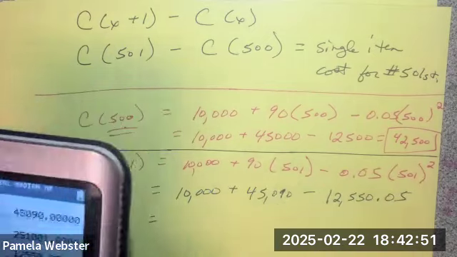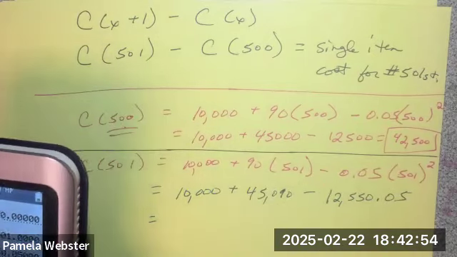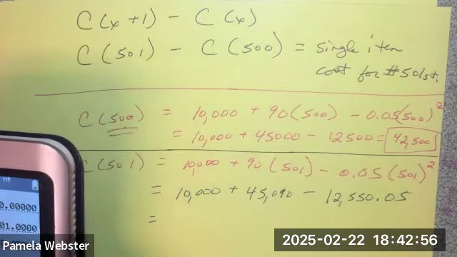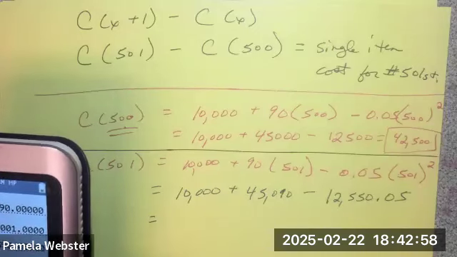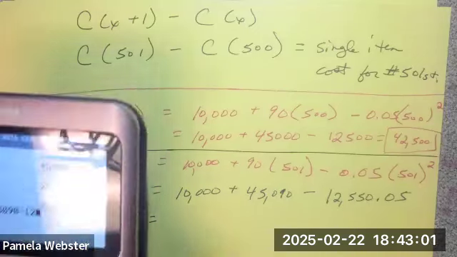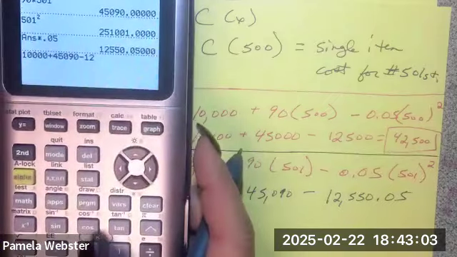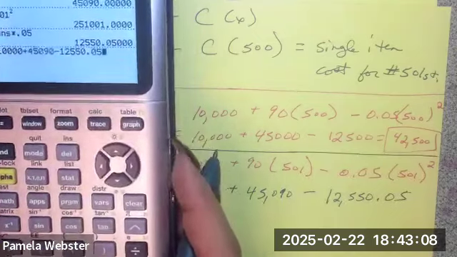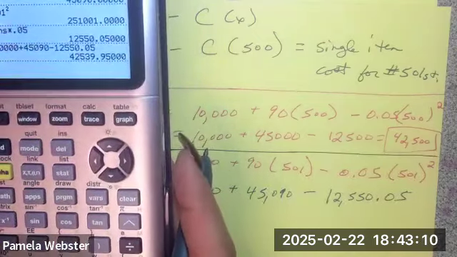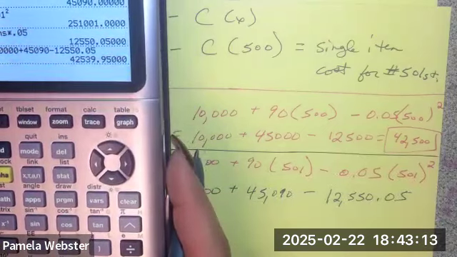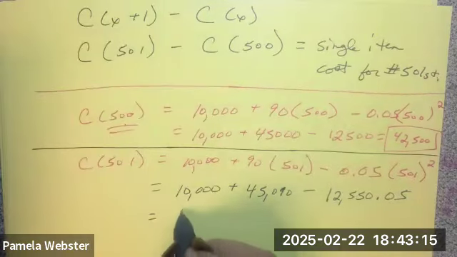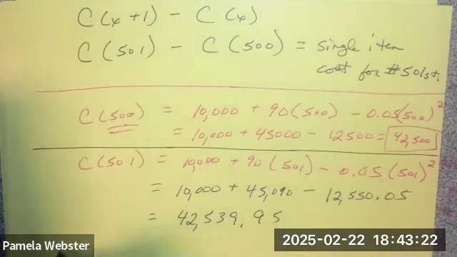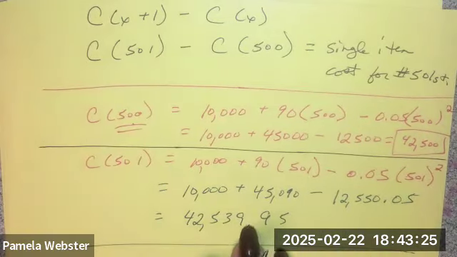Okay. So 10,000 plus 45,090 minus 12,550.05. It looks like 42,539 and 95 cents. So that's the cost of making 501 of these.